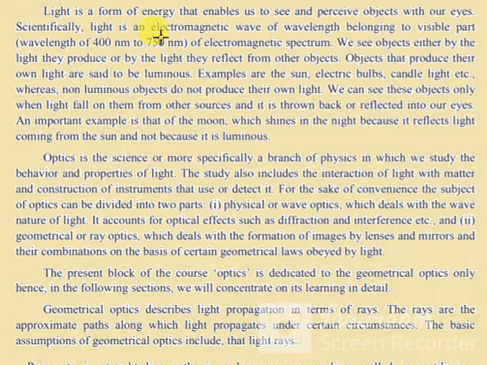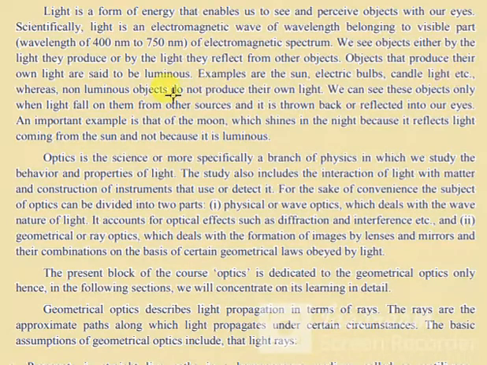Light is a form of energy that enables us to see and perceive objects with our eyes. Scientifically, light is an electromagnetic wave of wavelength belonging to the visible part, a wavelength of 400 nanometers to 750 nanometers of the electromagnetic spectrum. We see objects either by the light they produce or by the light they reflect from other objects.